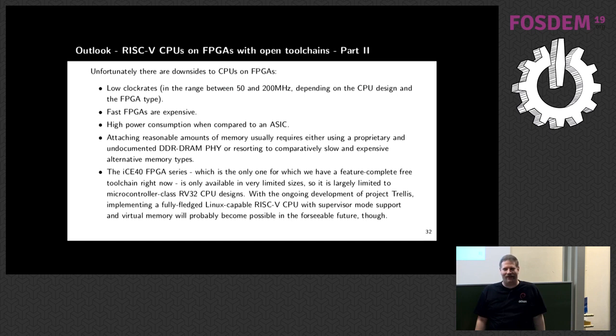Getting fast chips is rather expensive, and compared with actual mass-manufactured ASICs, they use a lot of current. Another problem is getting memory. Modern memory interfaces are very, very complex, and attaching modern double data rate memory to an FPGA is difficult. That requires a specific physical layer and an appropriate memory controller. That's not easy. So we currently have only the choice either to use memory that's easier to address, but it's slower and more expensive, or if somebody manages to reverse engineer the common DDR5 layers in the bigger FPGAs, we might be using standard DDR memory, but that will take time.